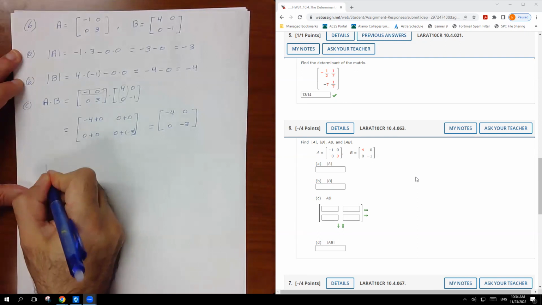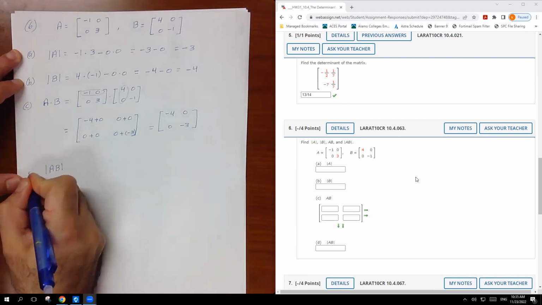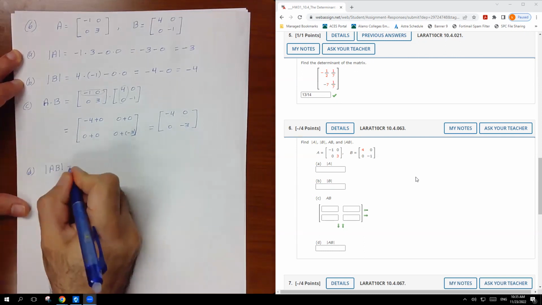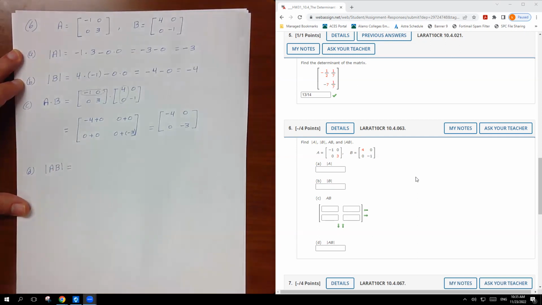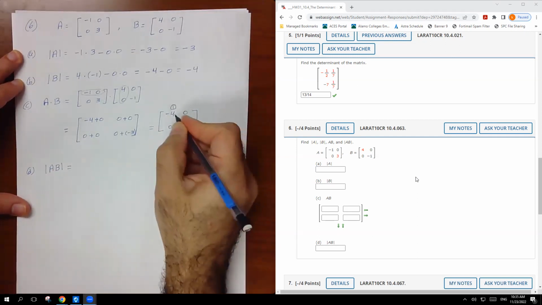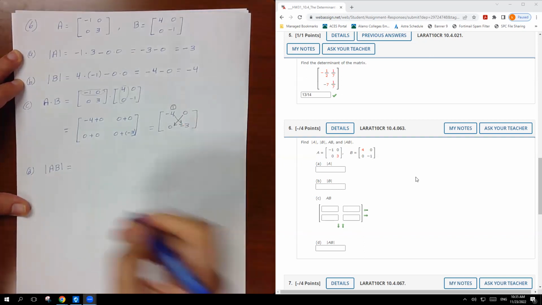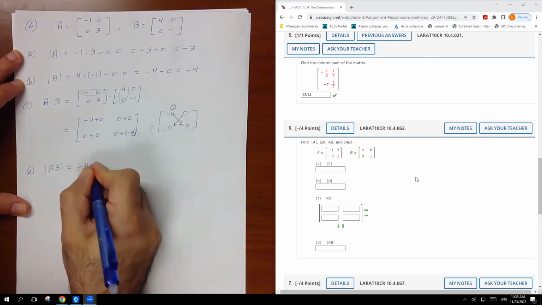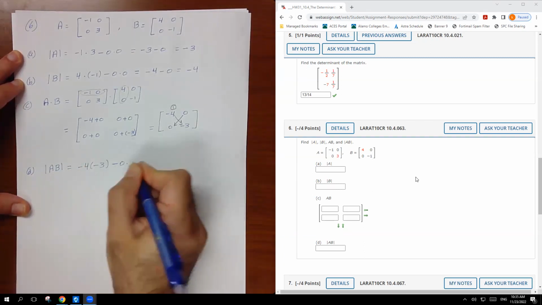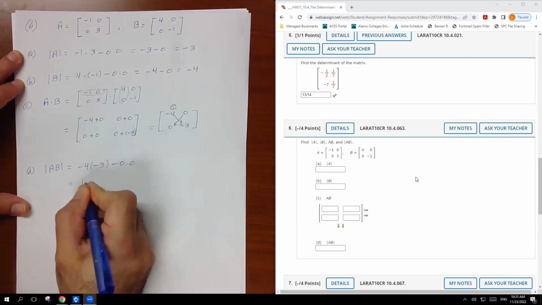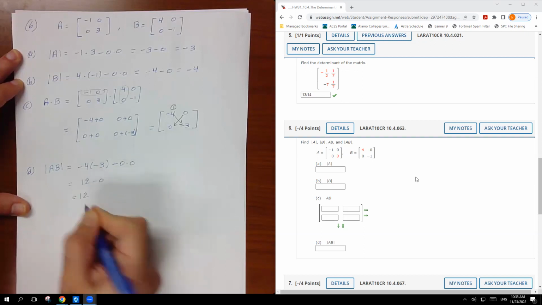Now to find the determinant for A times B, which is D, is going to be equal -4 times -3. I'm going to start from this number, minus 0 times 0. So it will be -4 times -3 minus 0 times 0. That's going to be 12 minus 0, and the result is going to be 12.